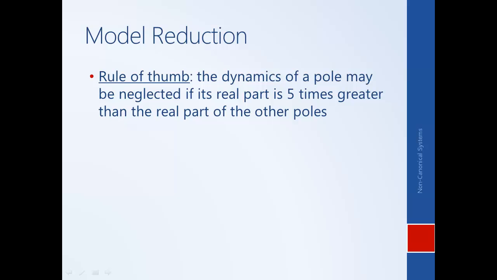One rule of thumb is that the dynamics of a pole may be neglected if its real part is 5 times greater than the real part of the other poles. This is a pretty good rule of thumb, but it really depends on your situation. It depends on how accurate you need your model to be. It depends on whether or not there's any oscillation, and whether or not you want to capture that oscillation or the ringing in the response.